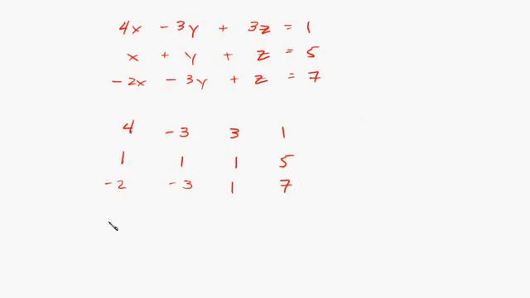So we can make row number 2 row number 1, so we can write 1, 1, 1, 5, and then make this row number 2. So 4, negative 3, 3, and 1, and then negative 2, negative 3, 1, and 7.